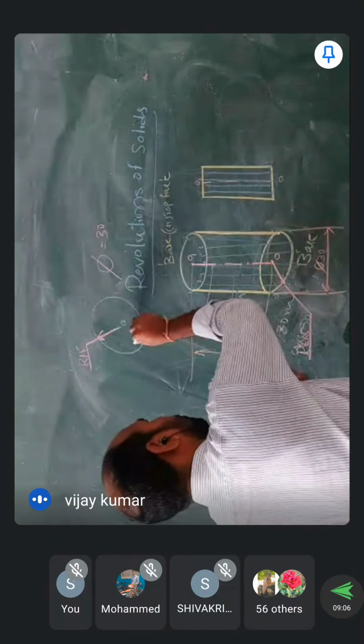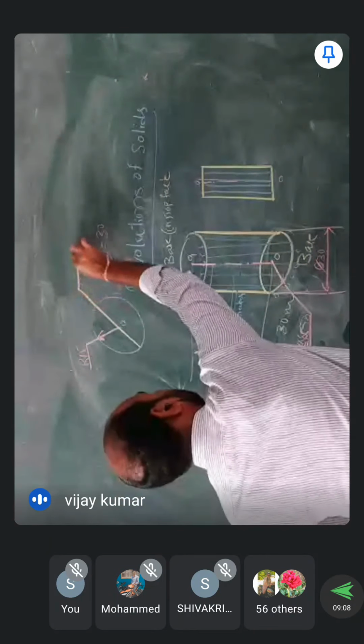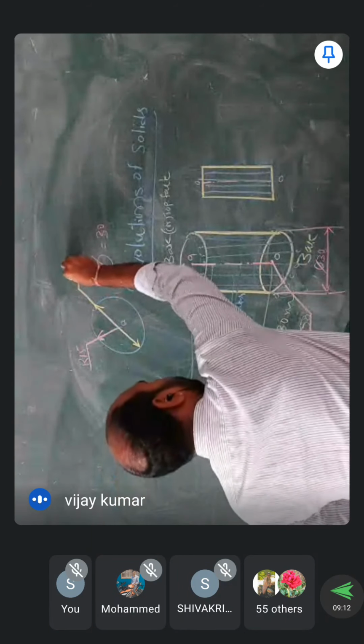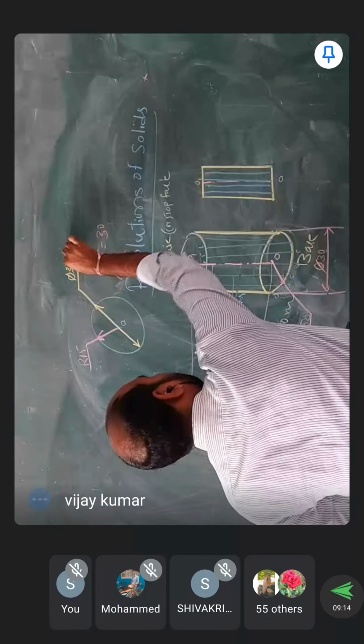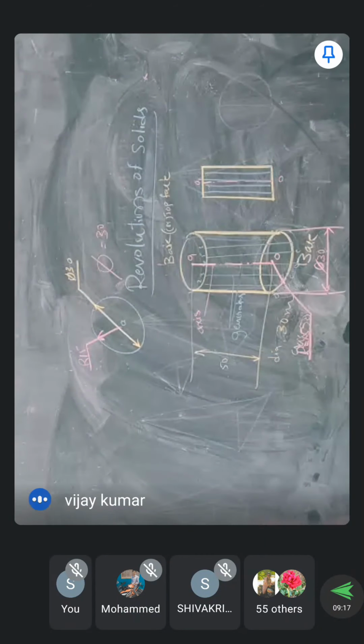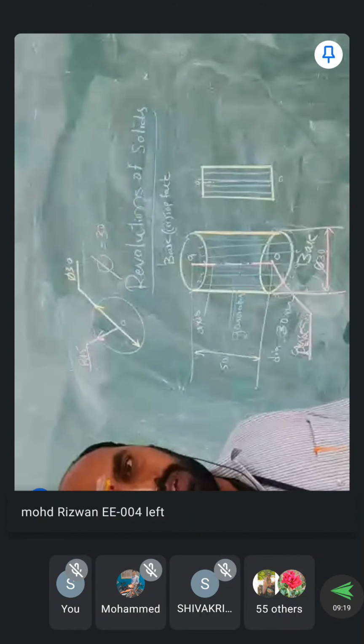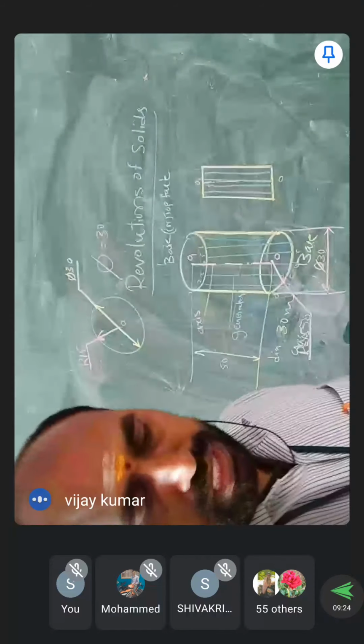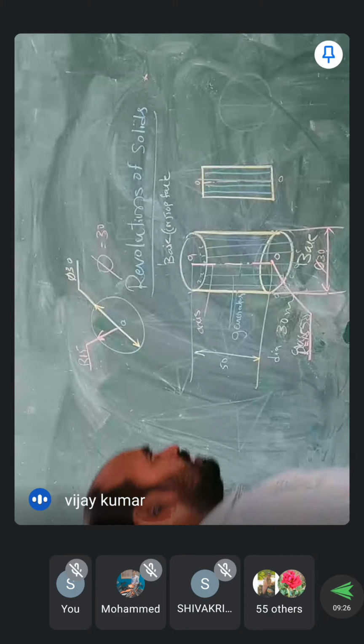If I want to represent the total diameter, you can write like that. The arrow mark should be indicated as the diameter and 30. So you have to represent it like that, compulsorily. That is the rule of indication of an arrow in the shape. So this is the cylinder.